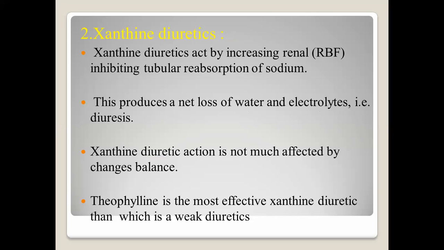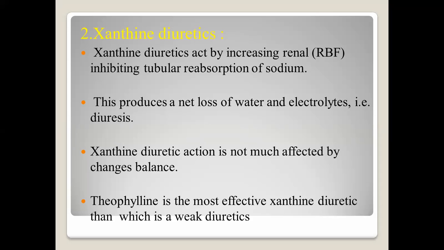Then the second class, xanthine diuretics. Which is the most effective xanthine diuretic? Theophylline. How do they act as a diuretic? By which mechanism? Increasing renal blood flow with reducing reabsorption of sodium.